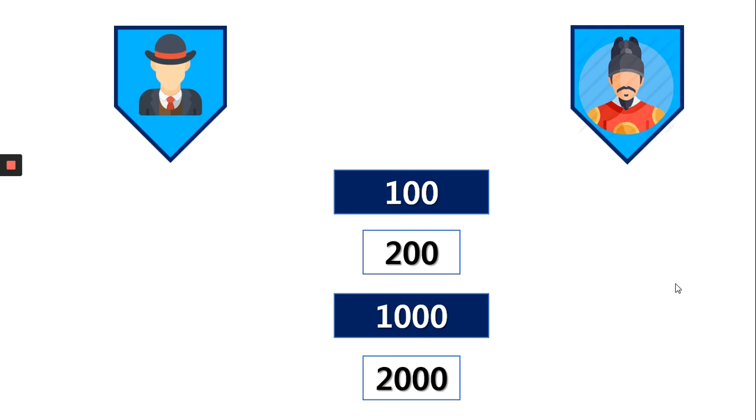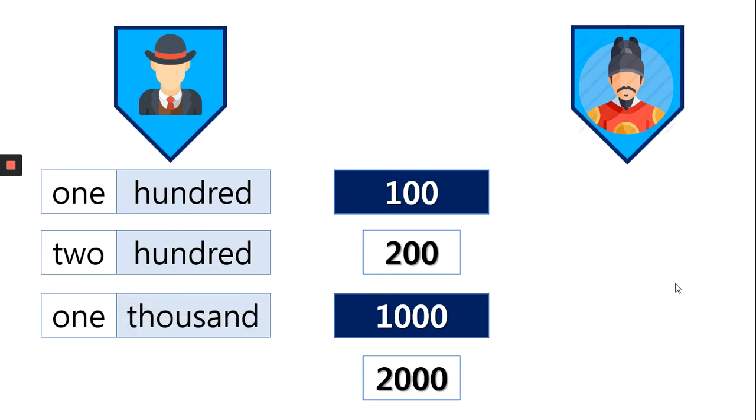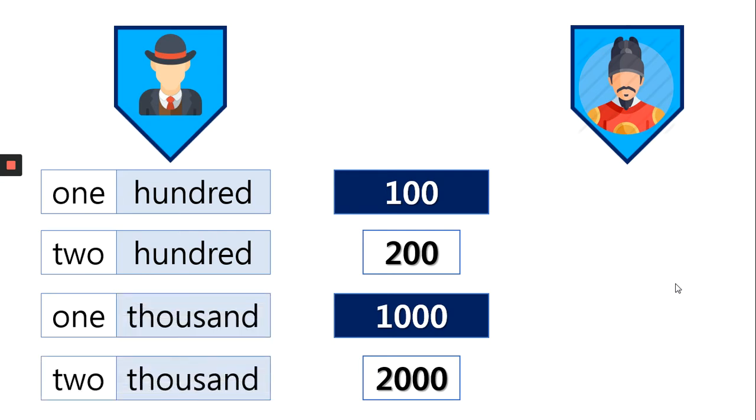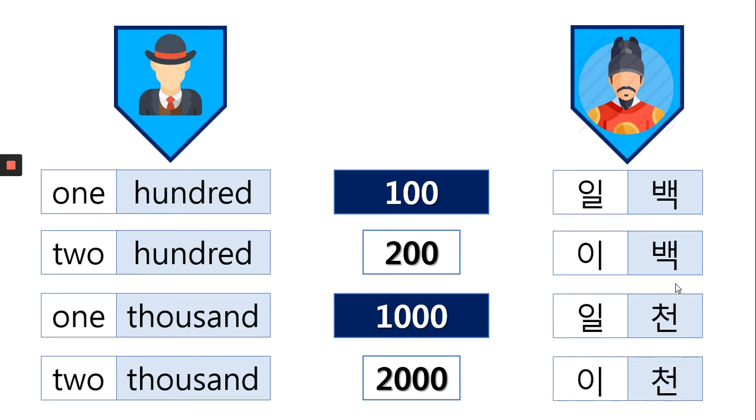Okay, this is Korean and English. 100. In English, 100. How about 200? 200. 1000. And 2000. How about in Korean? 100, 백. 200, 이백. How about 1000? 천. Do you remember? 천. And 2000? 이천. But there is a difference.